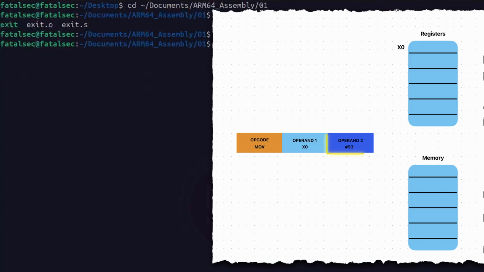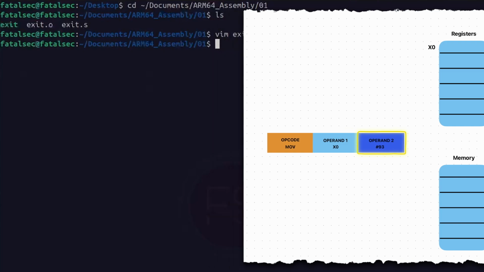Then we have our second operand, which is telling the processor what value exactly to be stored. Now to tell the processor that here we are going to store a constant value directly into the register, we have to add this hash symbol in front of the value. So whenever you want to store a constant value, always put this hash symbol in front of your operand. Based on this, the processor will decide whether it's an immediate addressing mode or not.